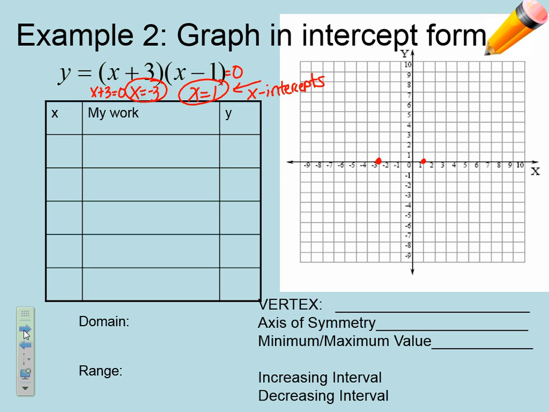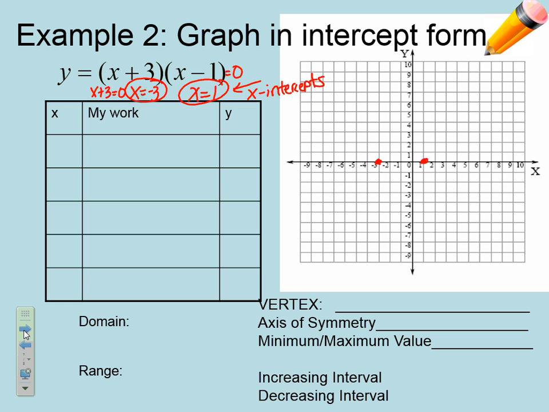But where's the vertex? Where's the middle part of the U? Does it go like this? Does it go like this? Does it go like this? There's a lot of parabolas that we could draw through those two side points. So we still need to figure out that vertex spot, the spot in the middle, and then we're pretty much done. So one spot at -3, one spot at 1, these are my two side points.